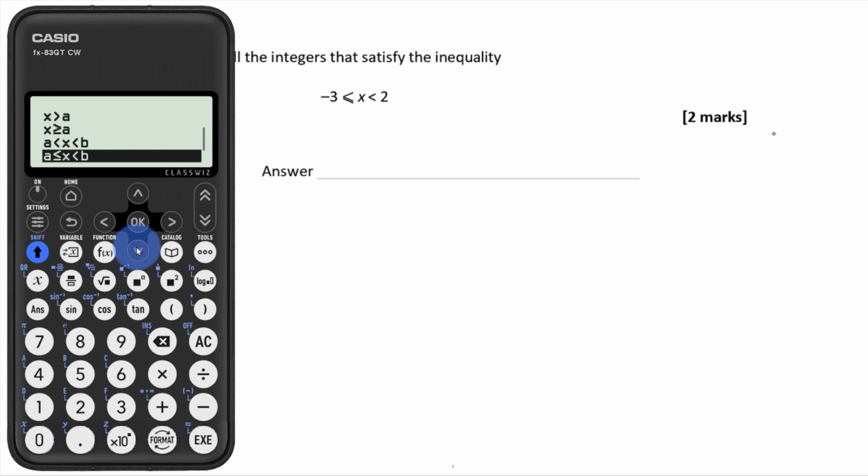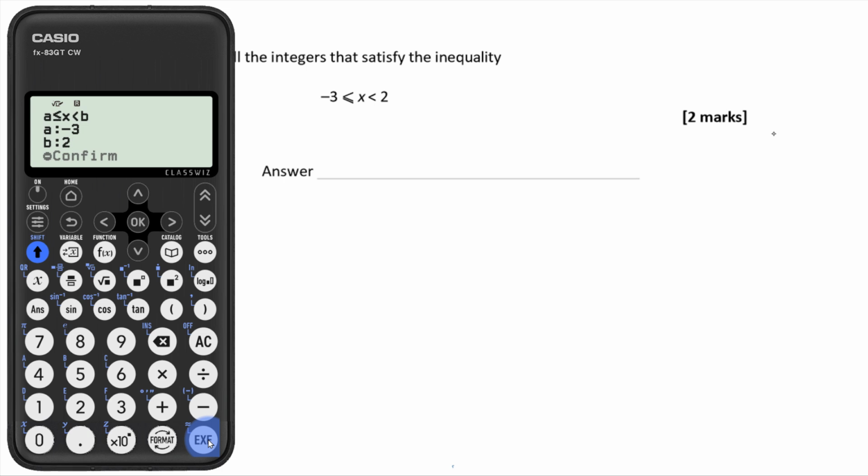Okay, not that one, it's that one, isn't it? So x lies between a and b, where the one on the left is greater than or equal to, and the one on the right is strictly less than. So that's the one I want. So I'm going to select that one. The value of a, the left limit, is going to be minus 3. And the value of b, the right limit, is going to be 2.